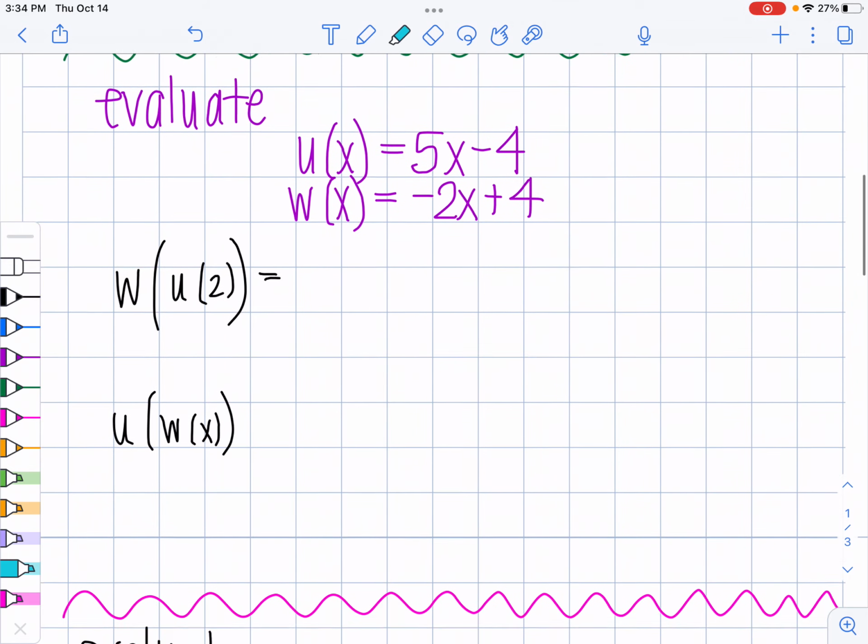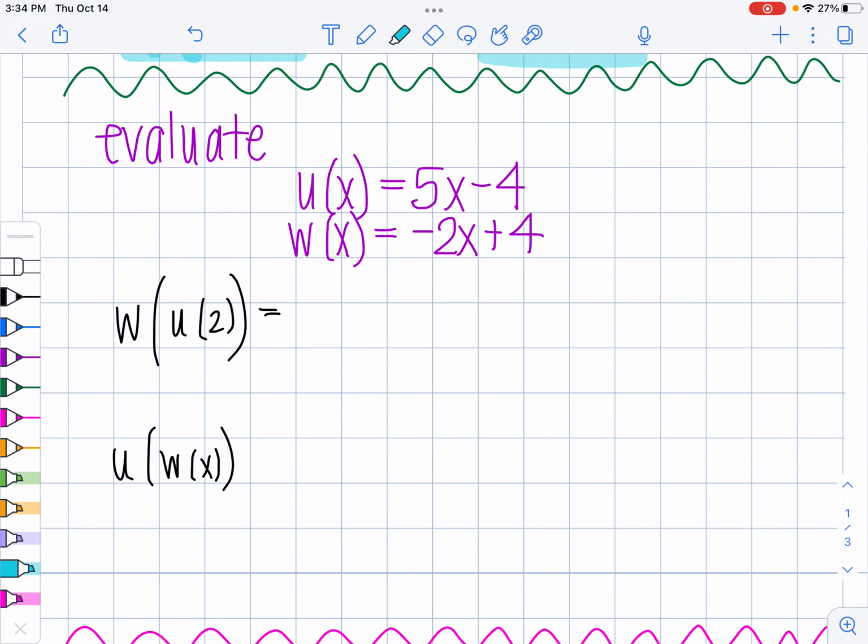Okay, so I got two examples for you, each with two problems. So we're going to kind of break our way down into baby steps. This first one, I want to evaluate using the functions u of x and w of x. I want to find w of u of 2 and u of w of x. So we'll start off with the first one, w of u of 2.